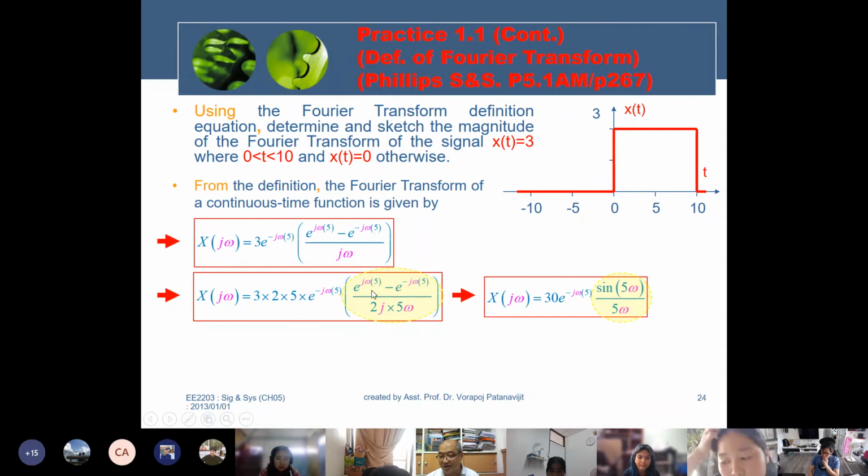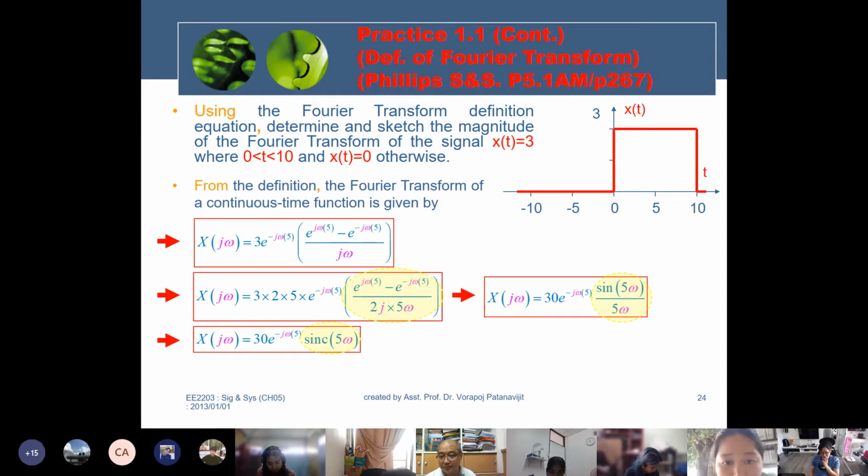It's a sine function, and you will bring it here, divided by 2j. Divide by 2j, it's a sine, and divide by 5. Sine t divided by t gives you the sinc function. It is a core form that you can get from this equation.